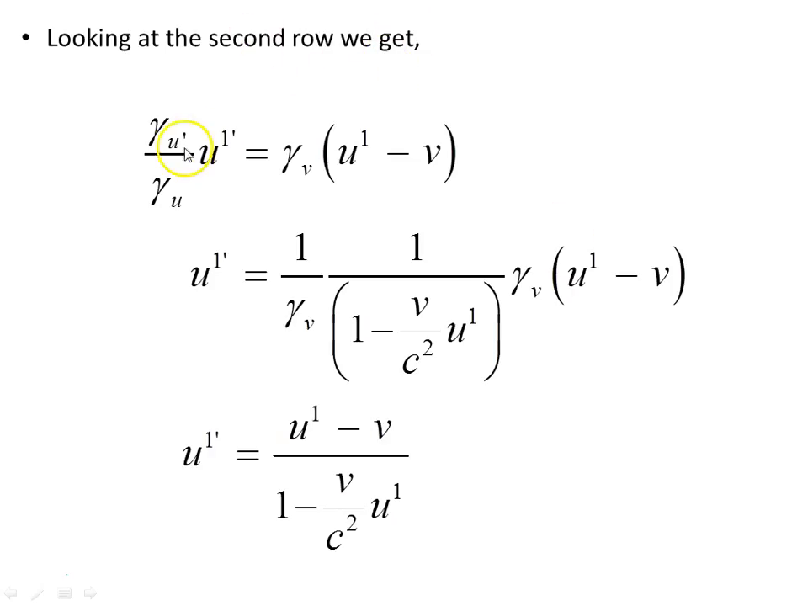Alright, now looking at the second row, we get this object here. And if we multiply by the reciprocal of this object here, we get u superscript 1 prime by itself. And we'll have all this over here. Remember this bit from the previous page. When we do the algebra, gamma subscript v cancels out there, and we end up with this transformation equation here, relating the velocity components between frame S, which is u1, and frame S prime, which is u1 prime, moving relative to each other at speed v.